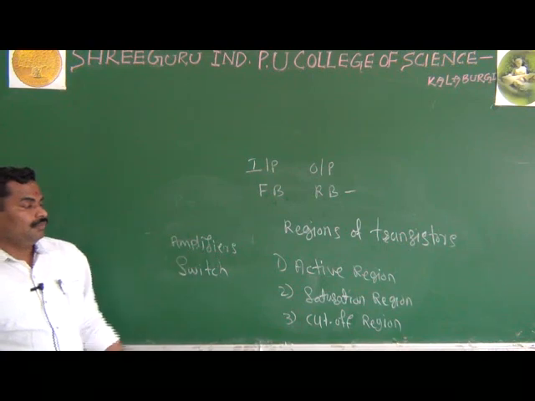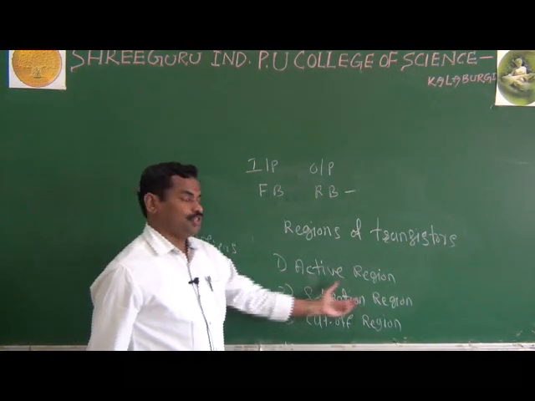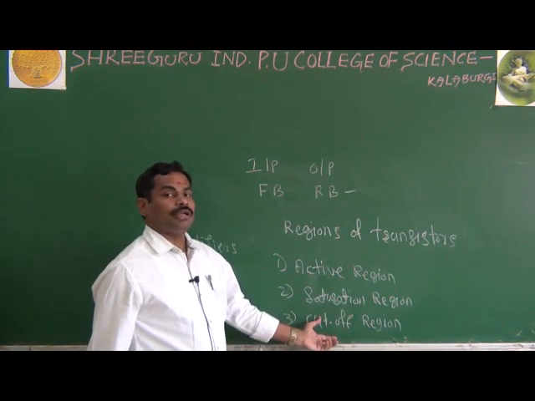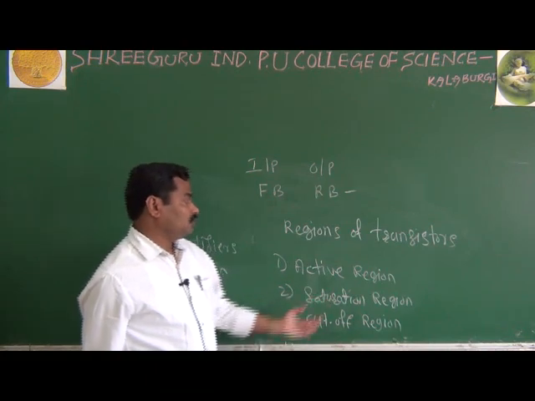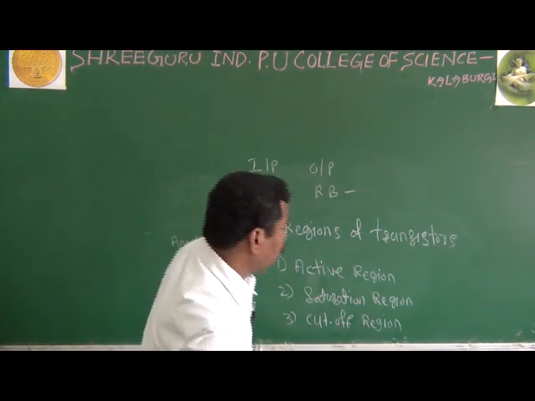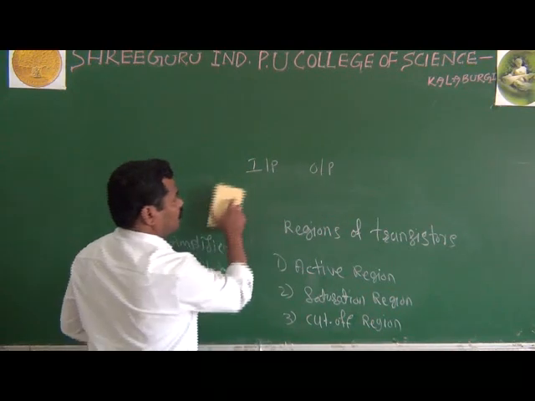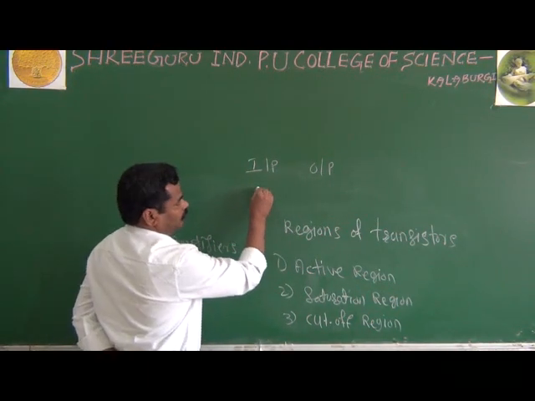Then we go for what the saturation region is and what the cutoff region is. Saturation is when the input is forward biased and also the output is forward biased.